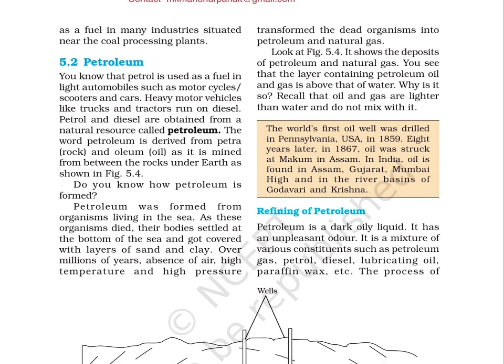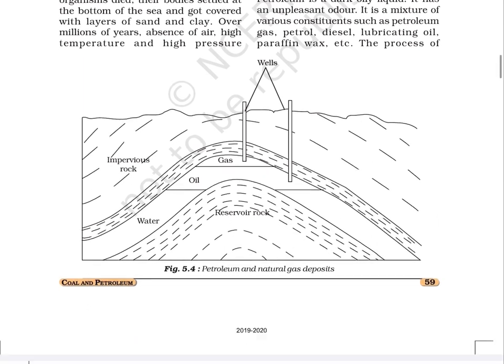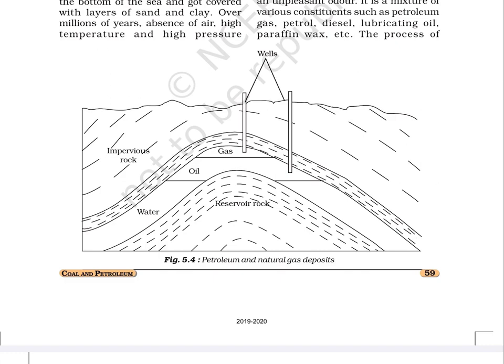Petroleum is a dark, oily liquid. It has an unpleasant odor. It is a mixture of various constituents such as petroleum gas, petrol, diesel, lubricating oil, paraffin wax, etc. Figure 5.4. Petroleum and natural gas deposits.